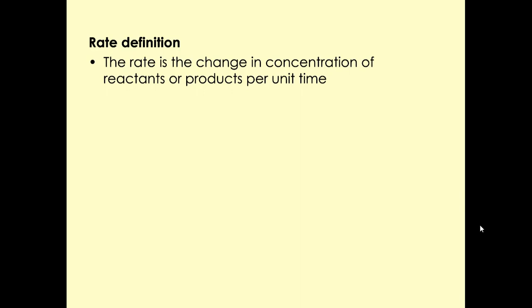First of all, our rate definition. The rate of reaction is a term that we use without really thinking about it, but if you want the official definition, the rate of reaction is the change in concentration of reactants or products per unit time. So it's how much product has been made in a certain amount of time, or how much reactant has been used up in a certain amount of time.